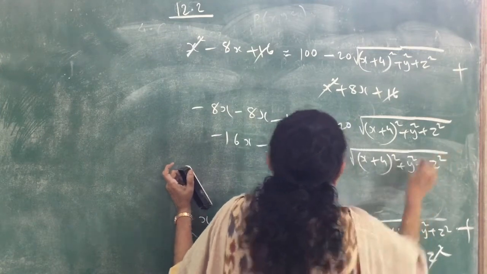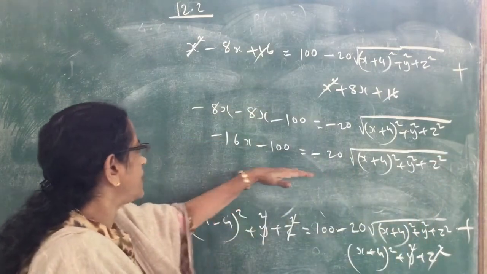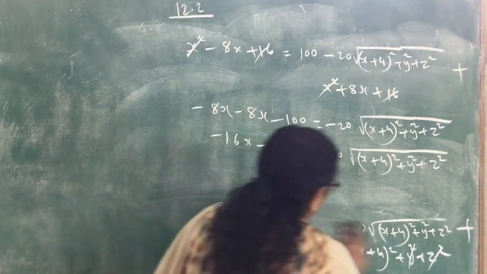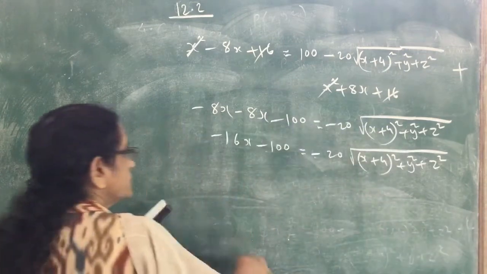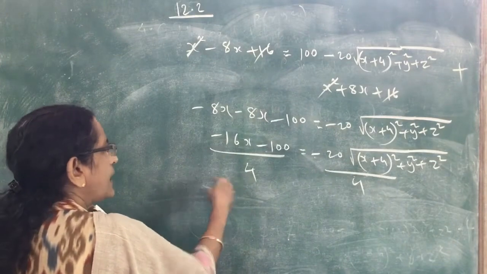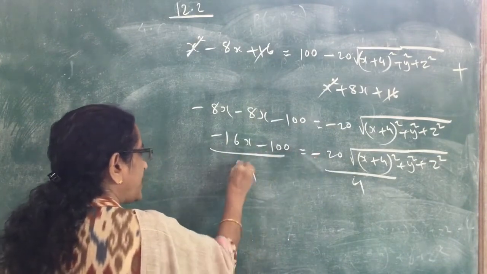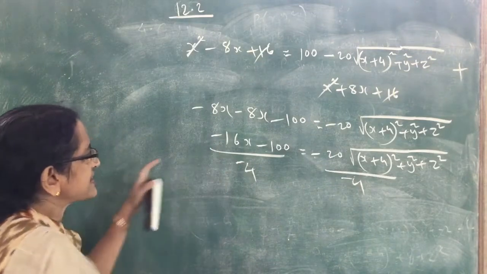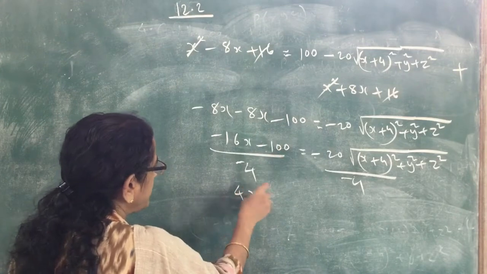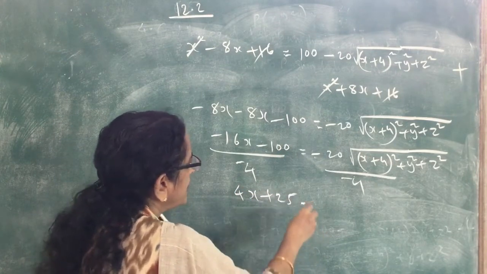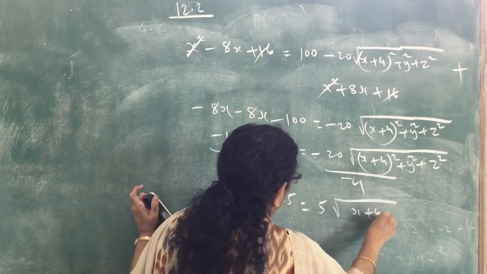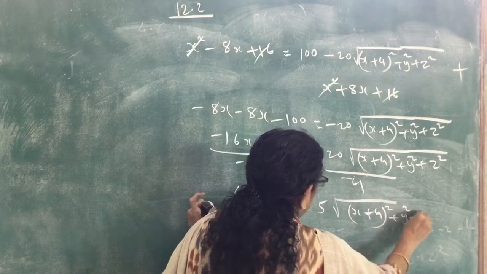Now we see that in all terms 4 is a common factor, so we can divide both sides by 4. Here there is minus 16, so we can divide both sides by negative 4. Negative 16x by negative 4 is 4x. Negative 100 by negative 4 is plus 25, equal to negative 20 by negative 4, that is 5, into root of (x plus 4) whole square plus y square plus z square.